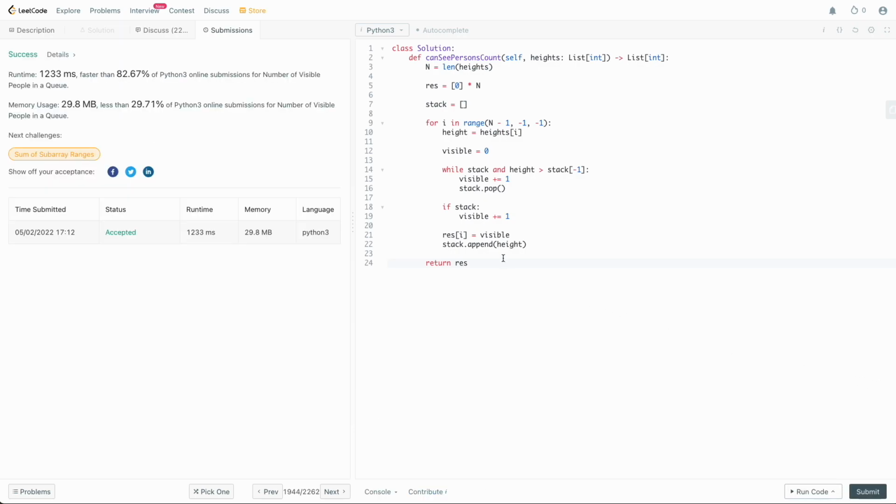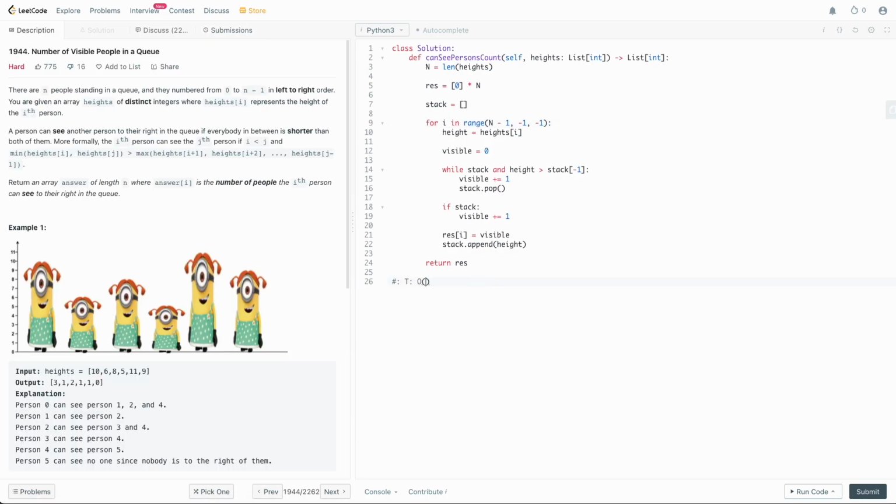And it works. Excellent. So what is the time and space complexity for our algorithm here? Well, for the time, if you think about it, we are going from right to left through our heights array, right? So because of that, our runtime complexity is going to be big O of n, where n is the number of people in our queue. For the space complexity, we're going to have big O of n as well, because the stack here could potentially end up storing all of the heights, and obviously the result is going to contain n people.